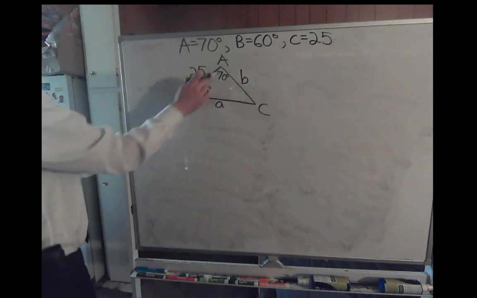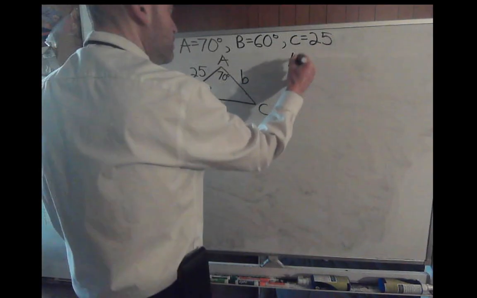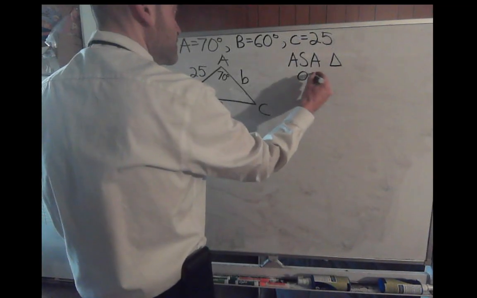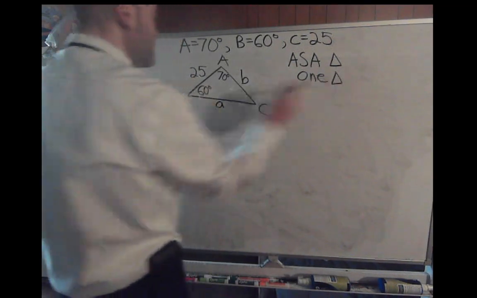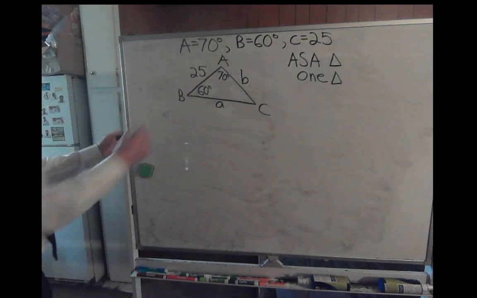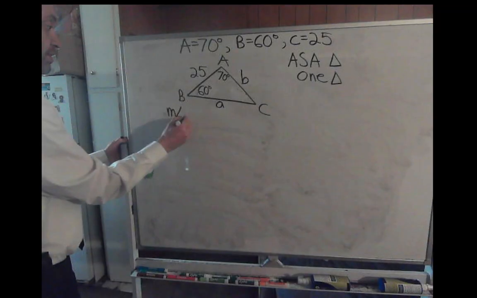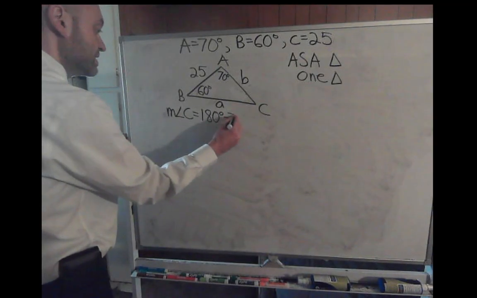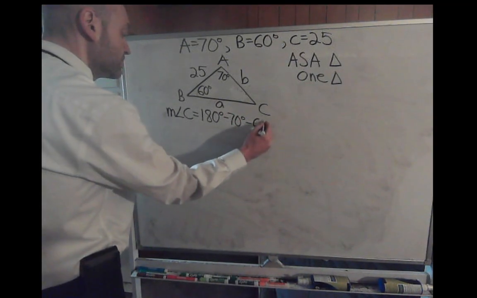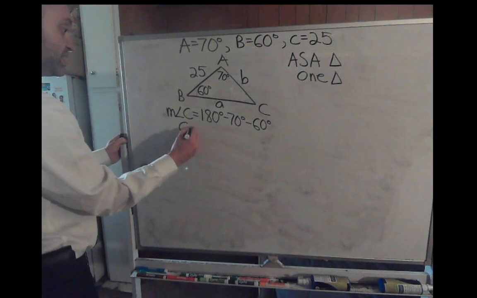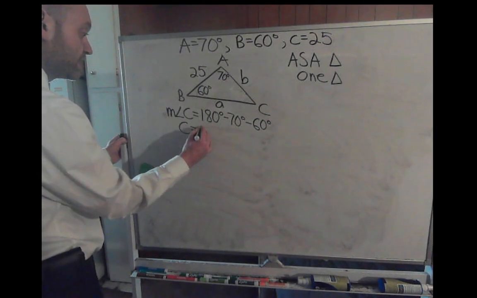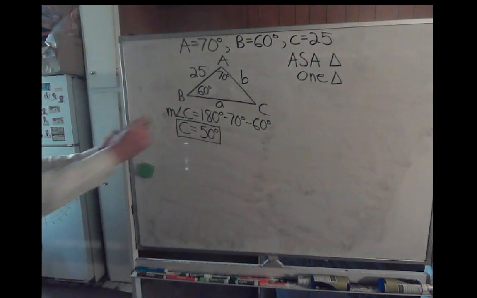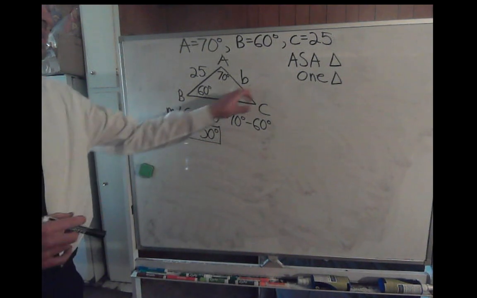So we have an angle-side-angle triangle, which means there's definitely only one triangle. So this is going to be nice, because we know two of the angles, that means we can figure out the measure of angle C relatively quickly. That's going to be 180 degrees minus 70 degrees minus 60 degrees, which means C would have a measure of 50 degrees. So there's your angle C.